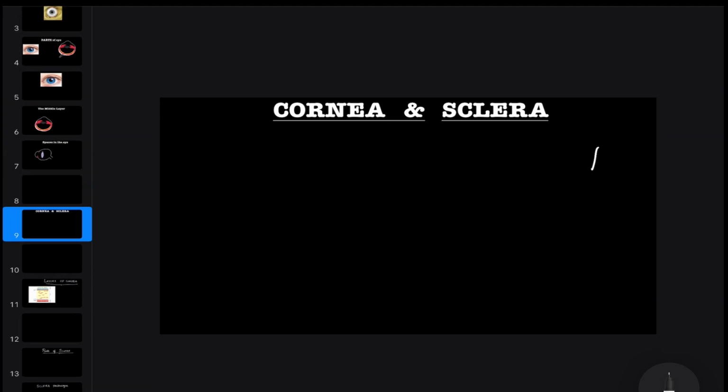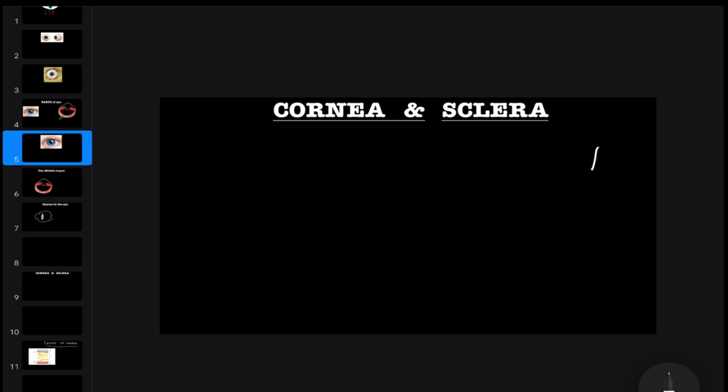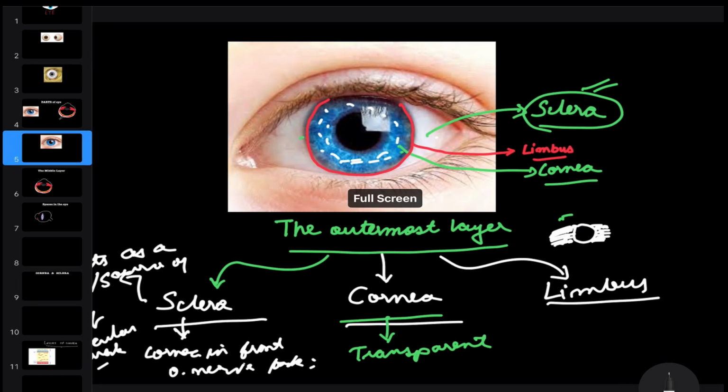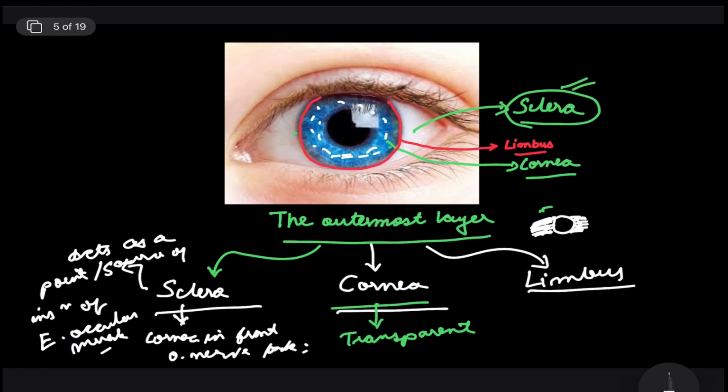But just to give you a quick recap, if this was the eye, then this white portion over here was the sclera. And then in front of that rounded structure, the sclera becomes transparent and it becomes the cornea. So the cornea is a transparent structure. Why is it transparent? Because it has to allow light rays to travel through it. Otherwise, vision will not be possible, right?